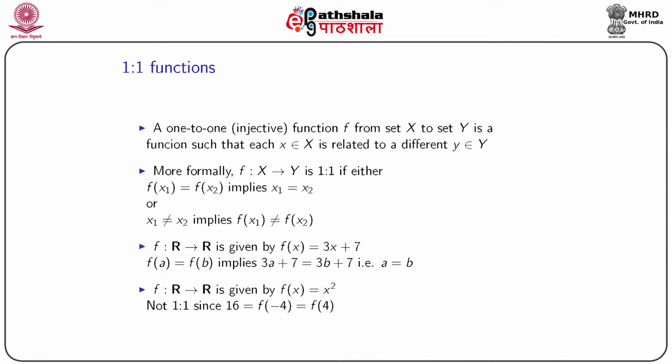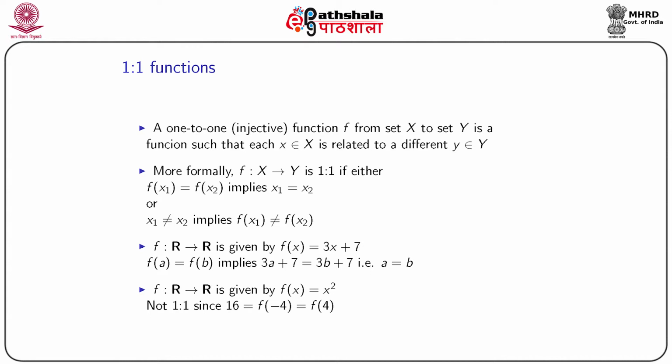Now f(a) equals f(b), that means 3a plus 7 is equal to 3b plus 7. If I cancel 7 from both sides, we will be left with 3a equals 3b. That implies a is equal to b. Now f(a) equals f(b) implies a equals b. So by the formal definition, it is satisfying the first condition, hence it is a one-to-one mapping.